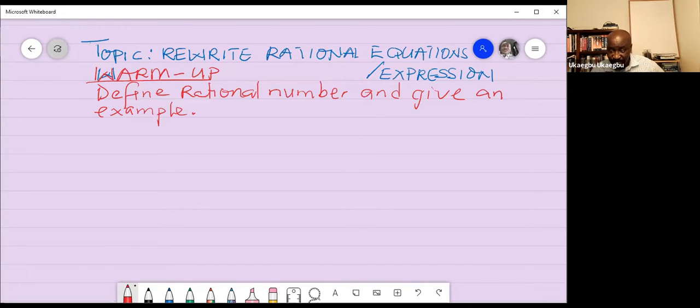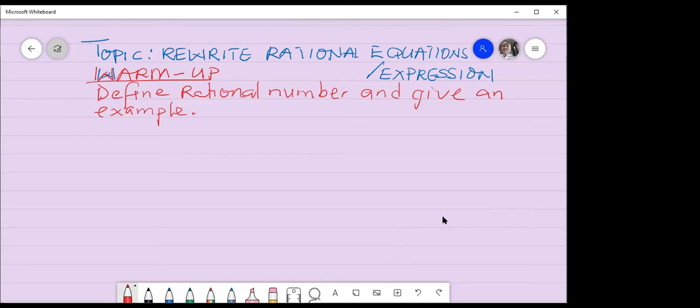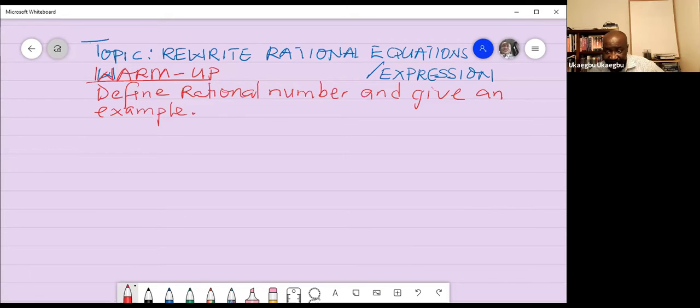I need somebody to tell me what they wrote. I'm going to call names randomly. I'm going to start with Cameron, go. What did you write? A rational number is, yeah, go ahead. I said a rational number is expressible or containing quantities that are expressible. Okay, thank you. Next person, I'm going to call Sharon, go. Tell us, read exactly what you wrote.